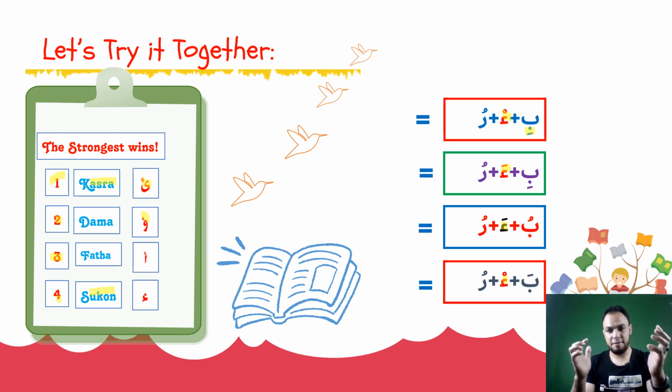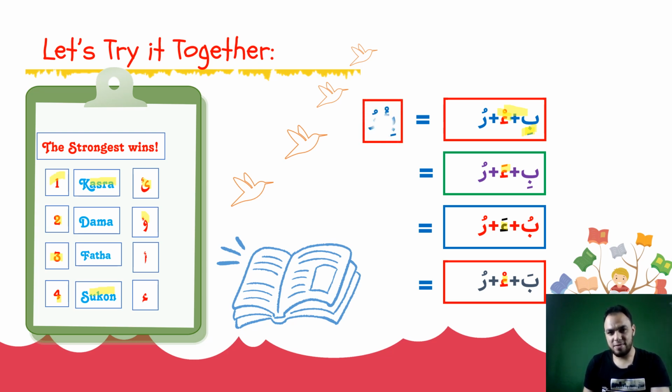Which haraka does it have? It has kasra. So which is stronger, kasra or sukoon? Of course, kasra is stronger. So it will be like this. This is the shape of the letter Hamza with kasra, because kasra is stronger than sukoon.